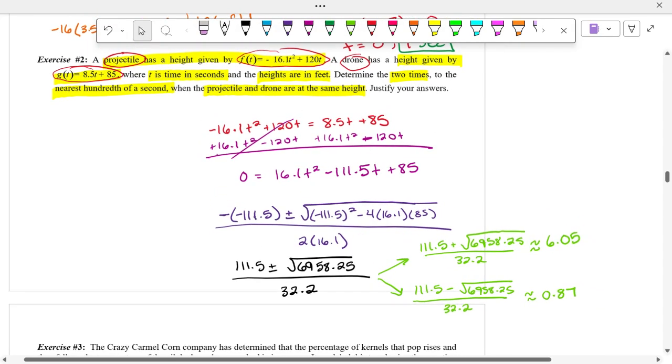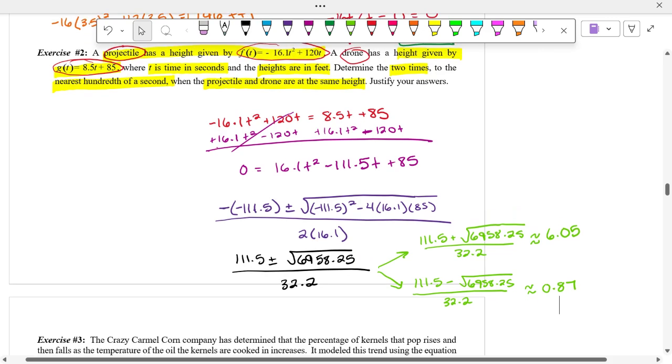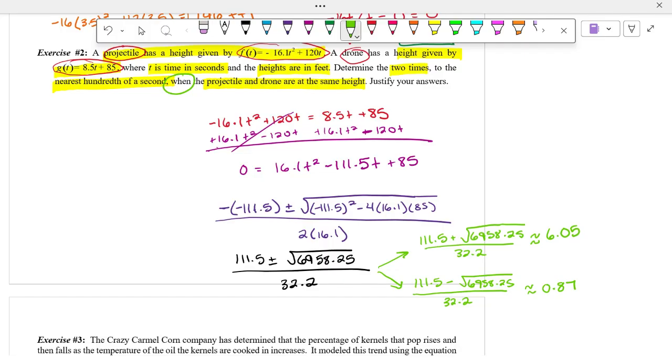Now, it wants to know when the projectile and the drone are at the same height. If it's asking when, that means we're talking about our x value, so we don't have to plug back in for y. You would use parentheses for this part and then divide it by that. They're already simplified.